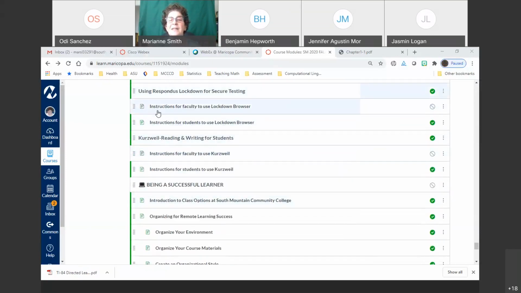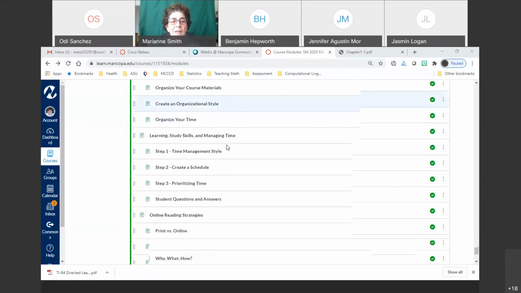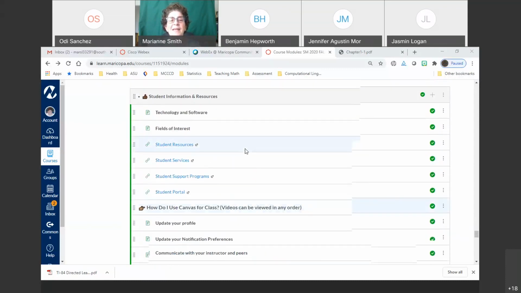This is Respondus. We are not going to be using Respondus, but if your other classes use it, there's information here. And Kurzweil: if you know you have a documented disability, I would encourage you to contact the Disability and Resources Services Office, and they may provide you with a license for Kurzweil software. So that's what that is down there.